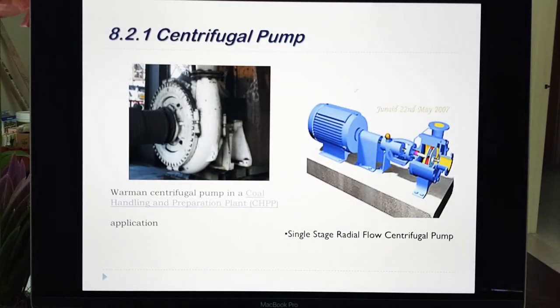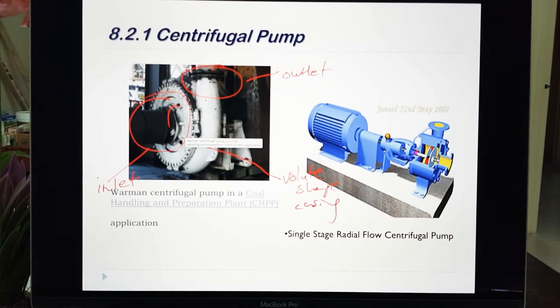This is an example of how the centrifugal pump is placed in the food industry. You can see that this is the inlet of the liquid, and this area is the outlet. Inside here is the volute shaped casing, and inside this casing we have the impeller and the shaft. At the center here you can see the shaft, and the blades are located inside the casing.